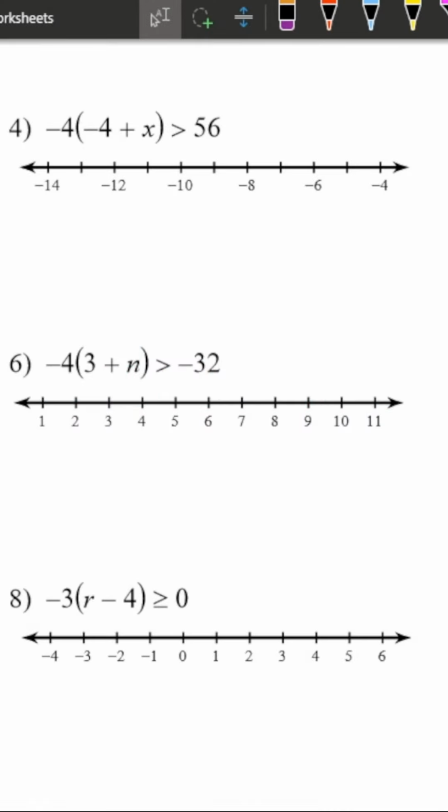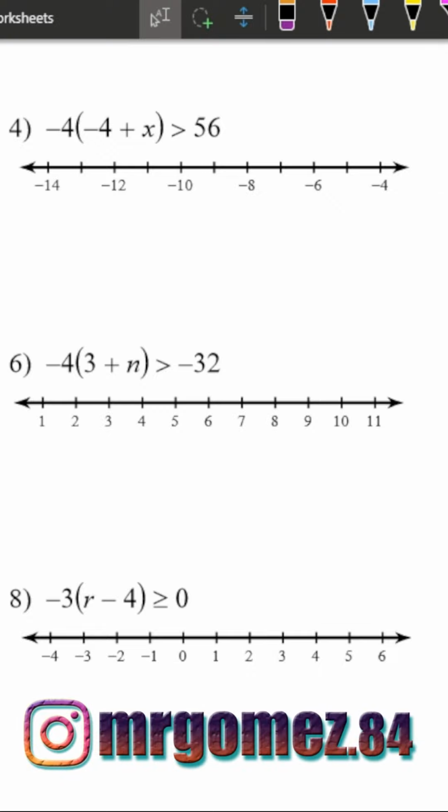Welcome back to another day of 7th grade math. Today we're gonna do inequalities. However, we have an extra step. Let's look at number 4 real quick.